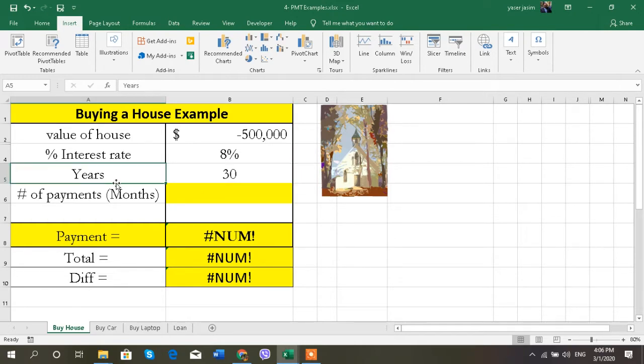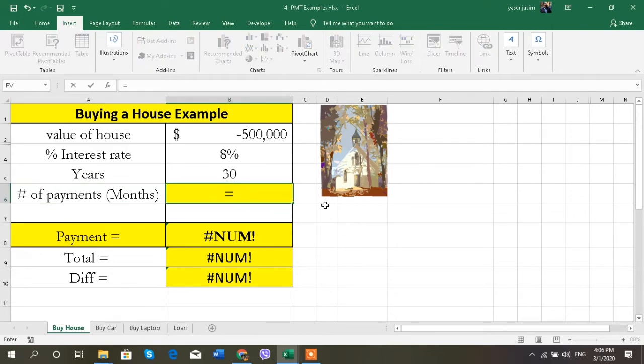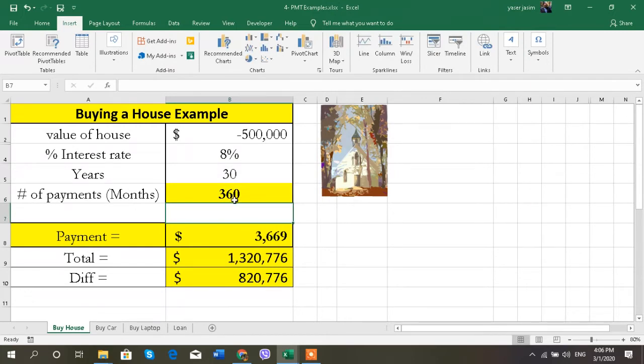But this is in year, and my payments must be in months. So what do I need to do first? I need to multiply the years by number of months for every year. I have 360 installments or months.